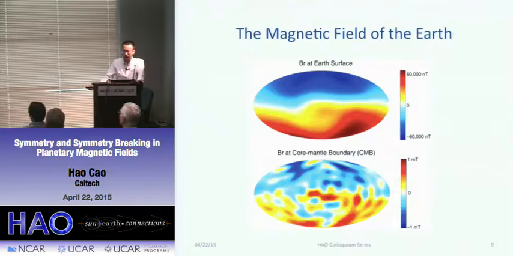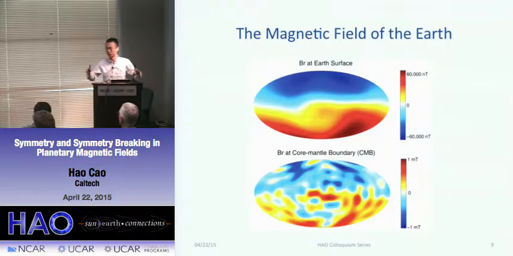So we actually know quite a lot about the magnetic field of the Earth. And this is from the epoch 2010, the latest one. You see the magnitude on the surface of the Earth, Br, and also Br at the core-mantle boundary through a potential extrapolation. Even on the core-mantle boundary, the magnetic field of Earth is still dipole dominant because one hemisphere is dominated by one polarity. It's negative in the north and positive in the south. Of course, you do see those reversed flux patches in the southern hemisphere.